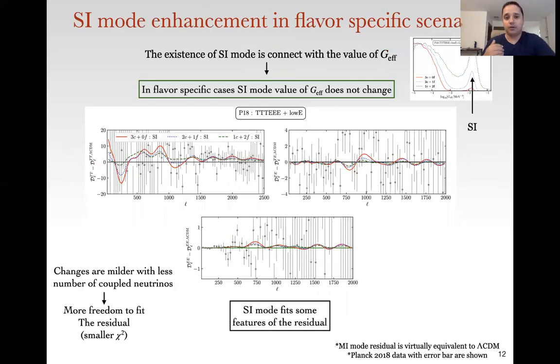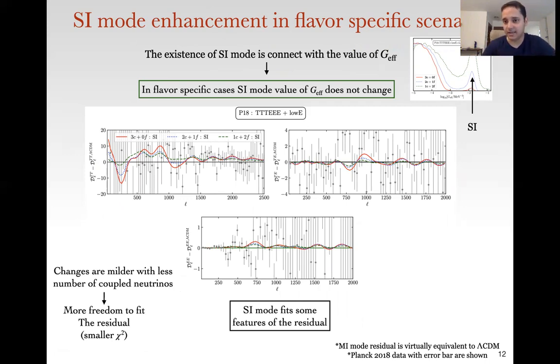This also explains why the position of the SI mode peak does not change from the flavor universal to the flavor specific case, because this is tied with the fact that neutrinos had to decouple at matter-radiation equality, and this fact remains the same even for the flavor specific scenarios.